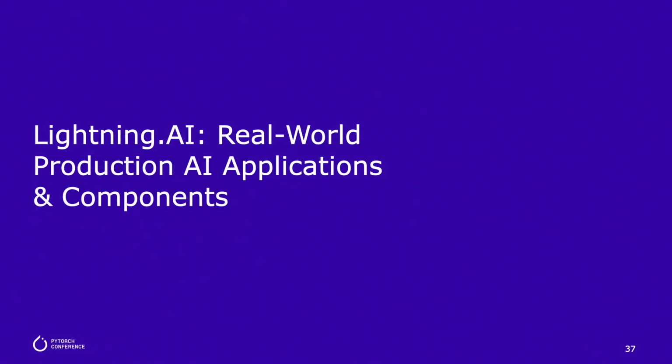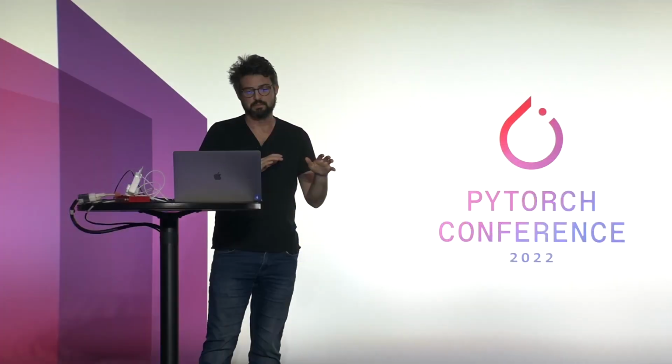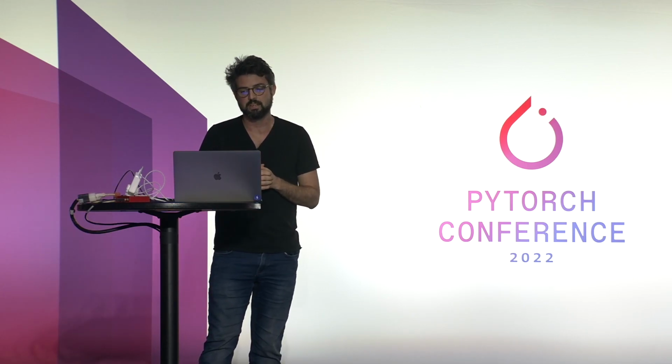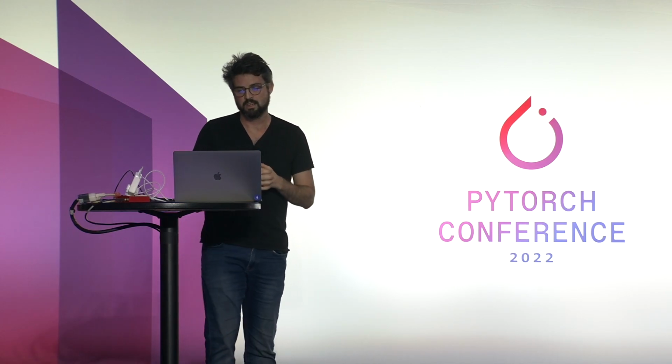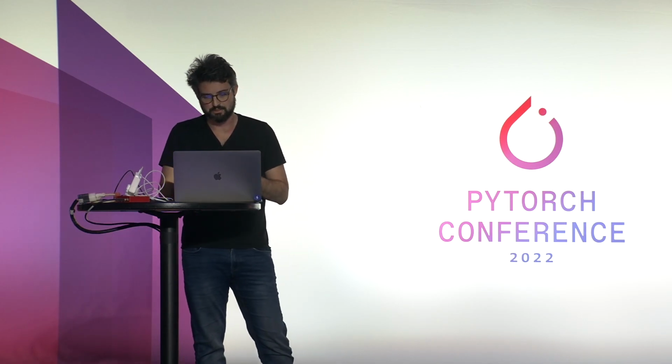So I'm going to jump to some real-world production applications we built and also some built-in components. For people who have their computers and want to do it as I go, you can simply go to lightning.ai apps, and here are a couple of steps. You create your own account, you will get some free credits. You can go to the app gallery, and if you click on an app, there will be 2 different ways to interact with it. The first one is try for free, the second one is clone and run. So you can see for yourself that this thing works. All the examples we have here, the code is open source, so you can check for yourself how this thing works under the hood.